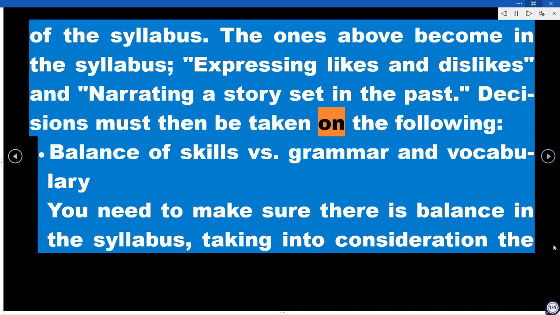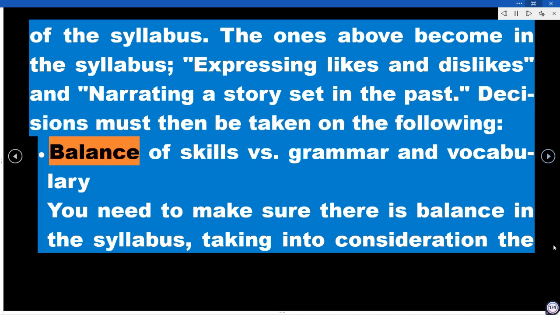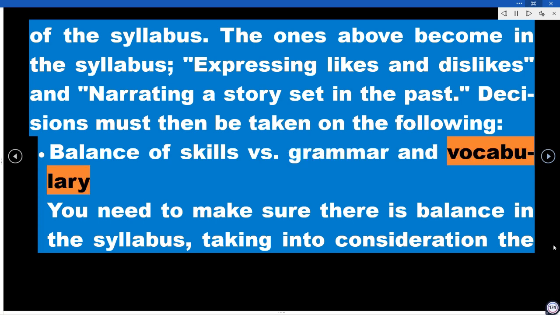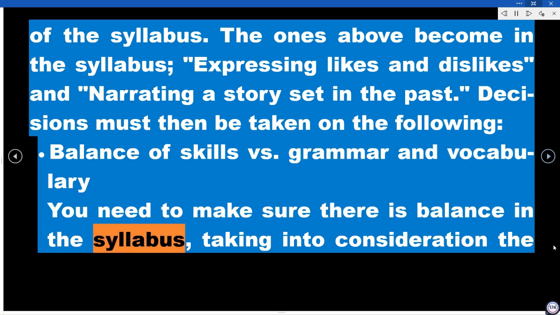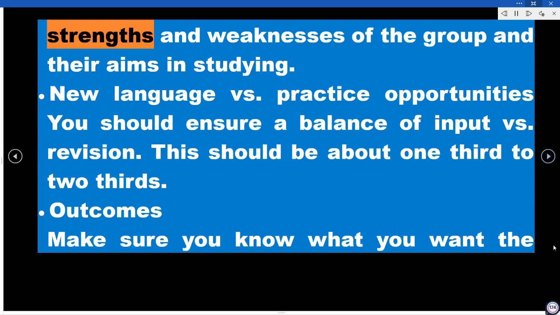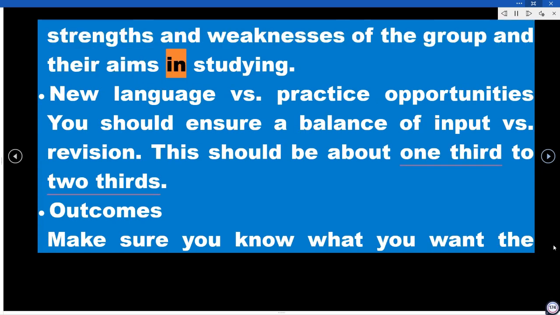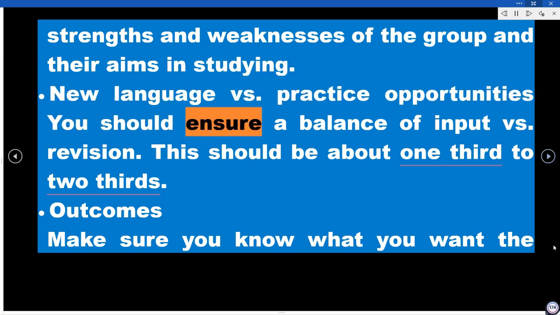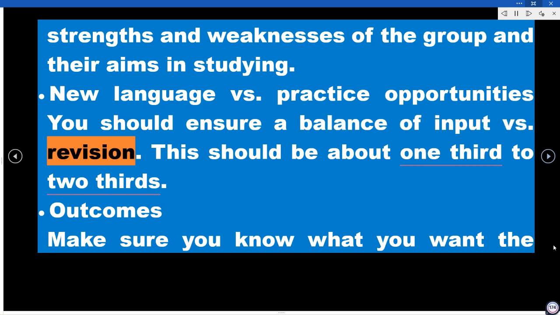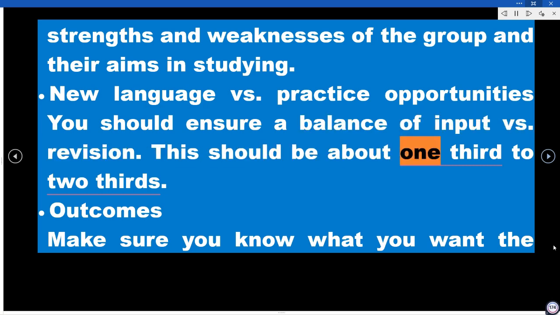Decisions must then be taken on the following. Balance of skills versus grammar and vocabulary. You need to make sure there is balance in the syllabus, taking into consideration the strengths and weaknesses of the group and their aims in studying. New language versus practice opportunities. You should ensure a balance of input versus revision. This should be about 1/3 to 2/3.